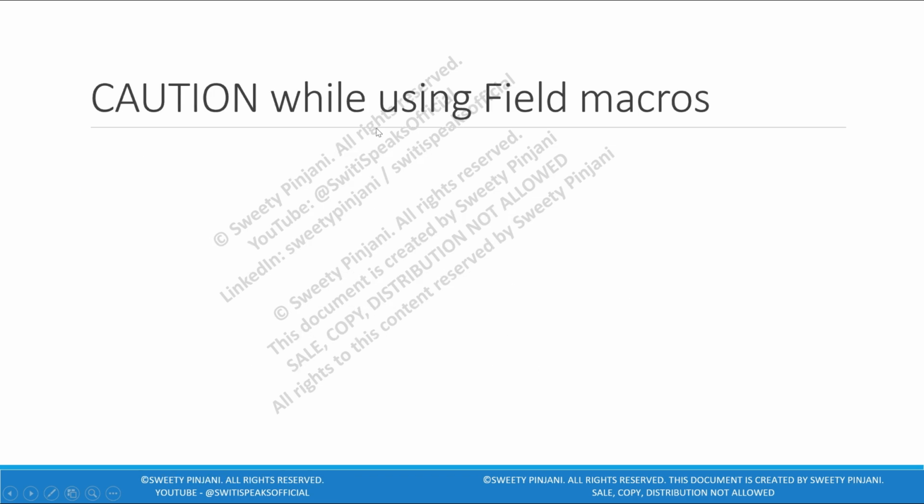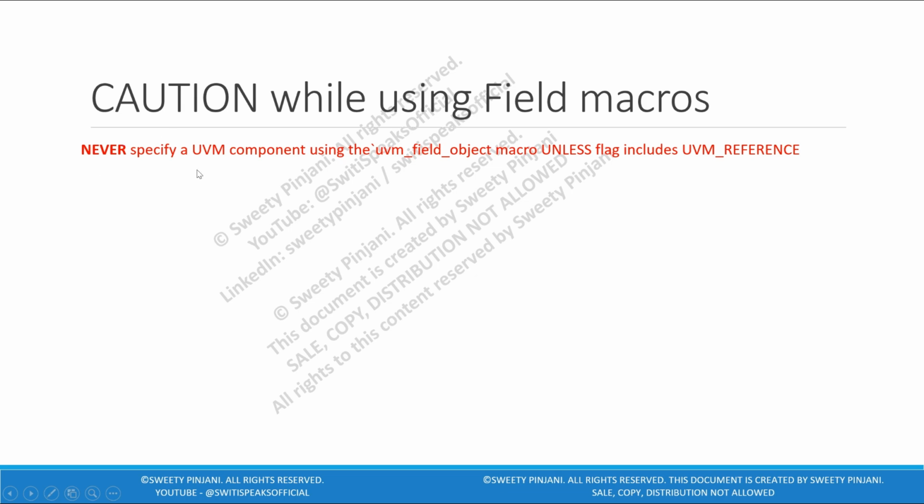There is some caution which you should have while using the field macros. The important caution is you should never ever specify a UVM component using the UVM field object macro. Never use UVM field object macro for a component, because this object macro is only for objects, not for components, unless the flag includes UVM reference. With reference, you can do this.